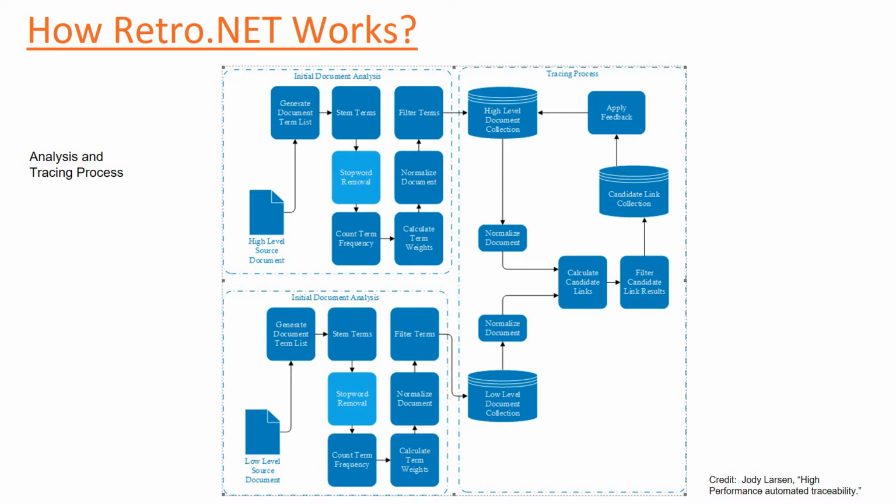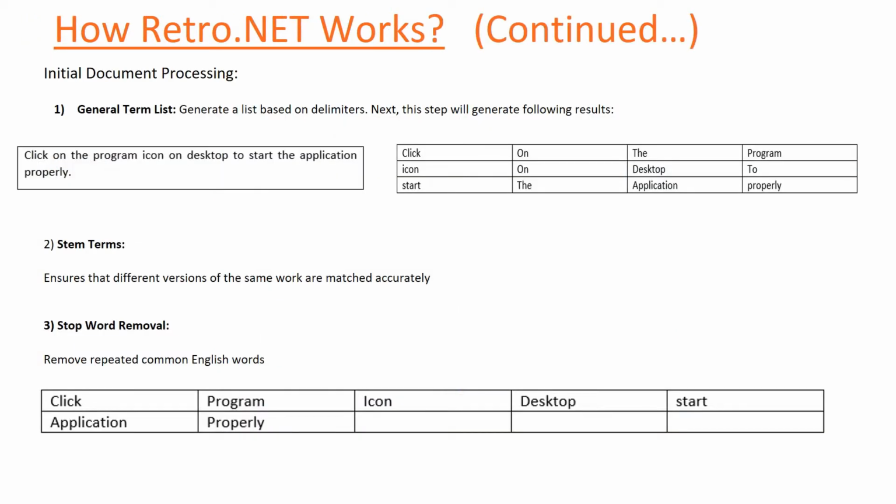Similarly, it's collected in the low level document, then it normalizes the documents, then it calculates the candidate links, and then it filters the candidate links, then it creates another candidate link collection, and then it goes to the feedback, and then it loops until you have all the data processed. So this is how the initial document process happens.